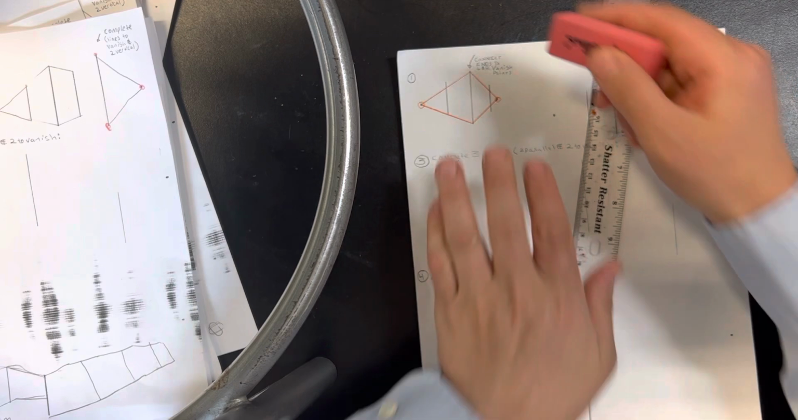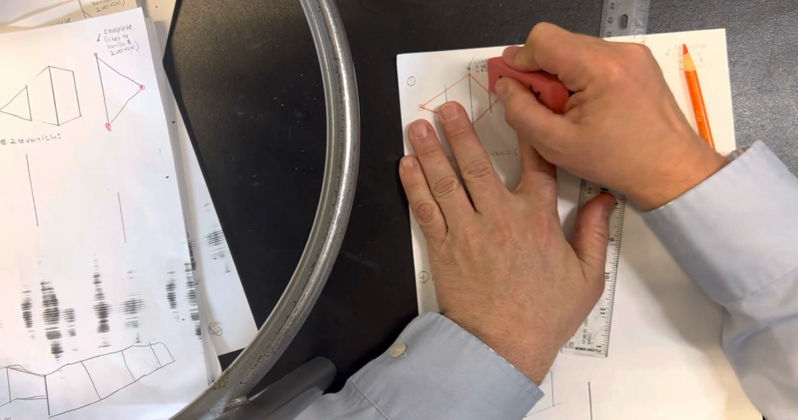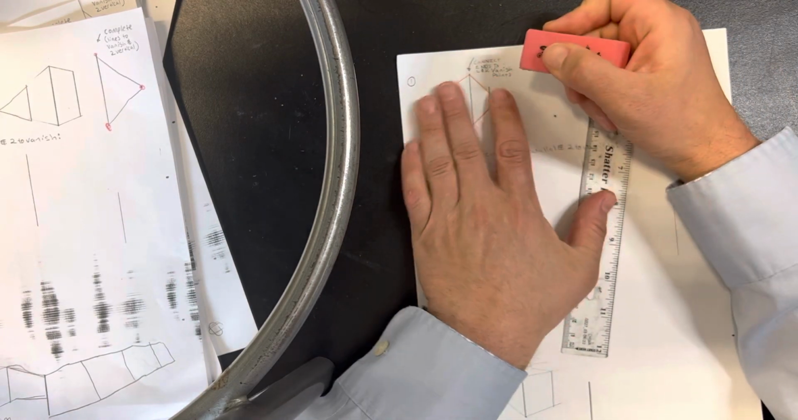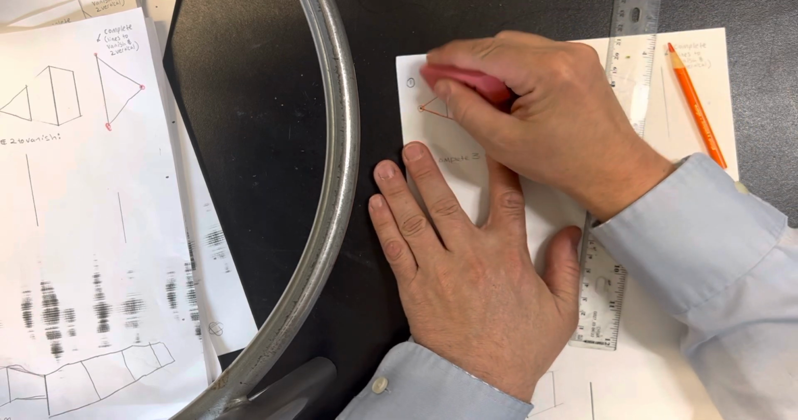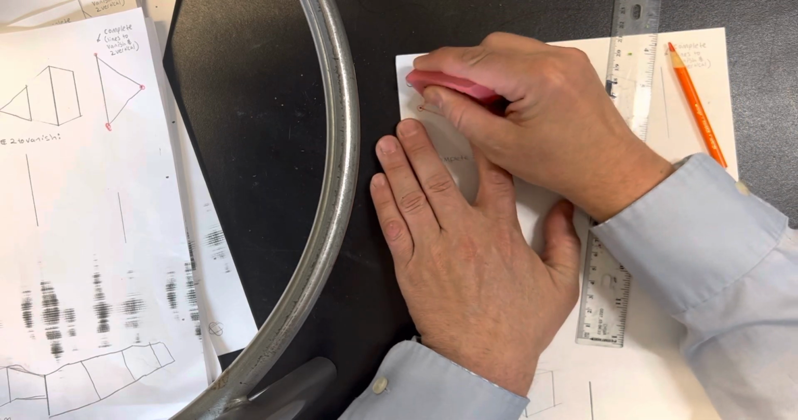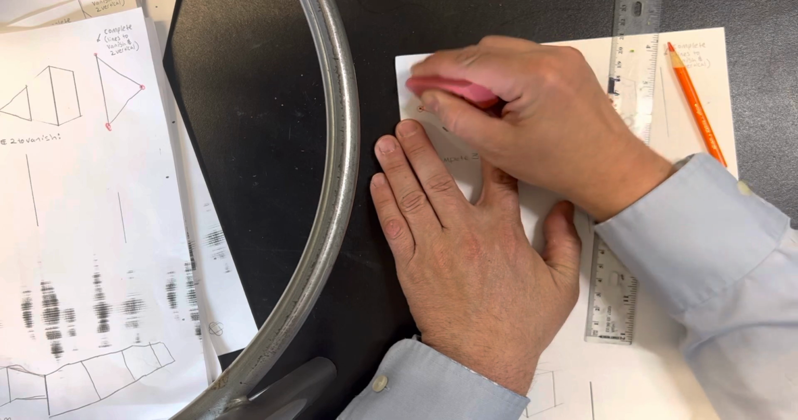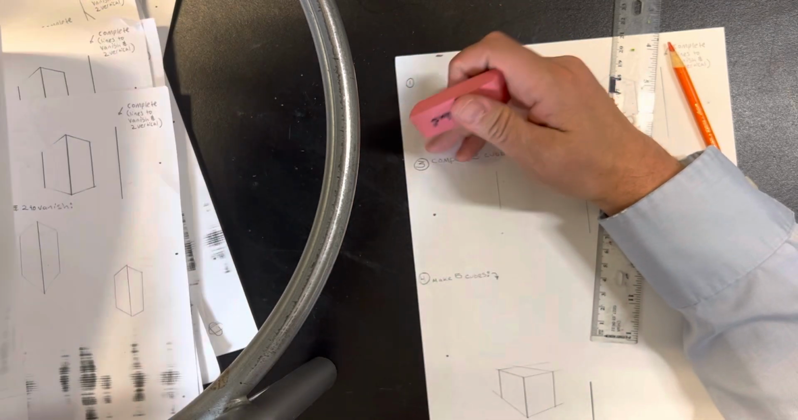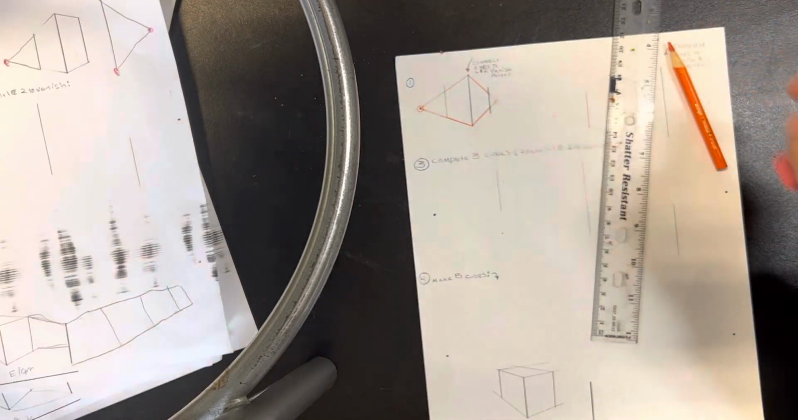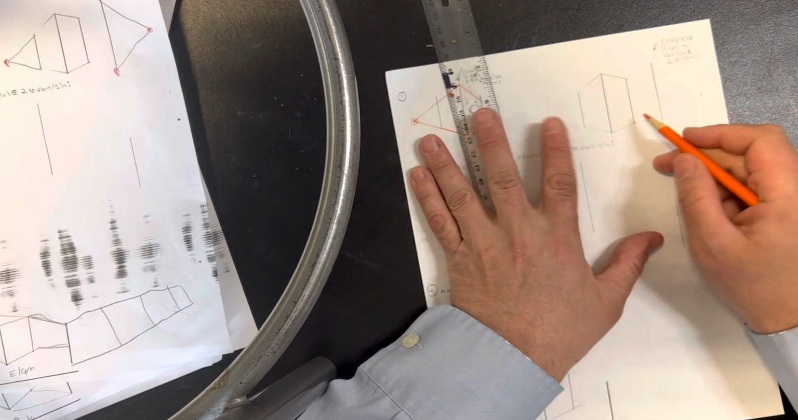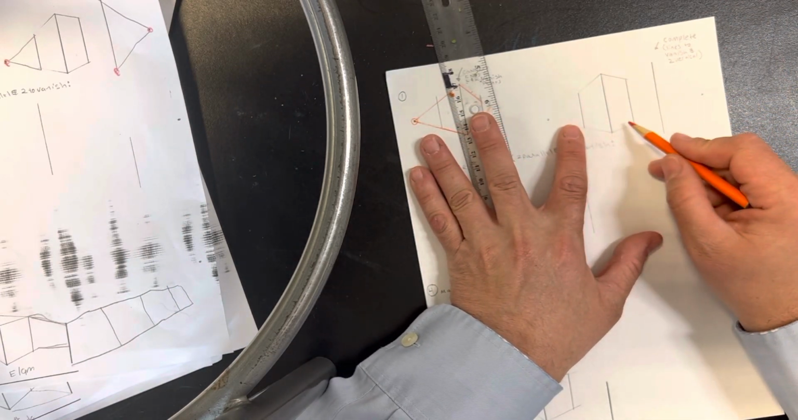So then we look here, we erase this, we erase that. If you don't have an eraser, that's fine. Really, we're just trying to make this look nice and clean. Okay, so here, we have the same thing, but we have an existing cube.